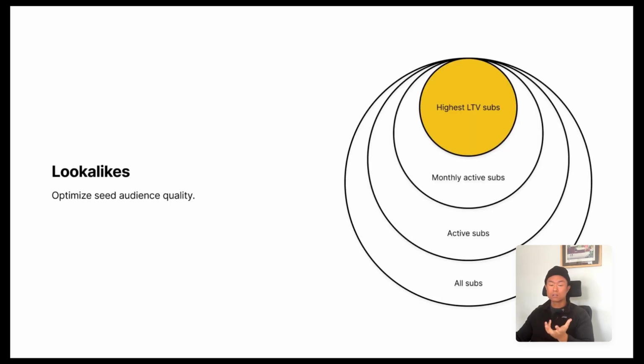Number 2 is testing lookalikes. We all know that broad is the bread and butter if you want to scale your Facebook ad account. But if you're struggling with CAC on Facebook, you can test lookalikes and test different seed sets besides all customers. You can test your highest LTV users. And I've found that time recency is really good.